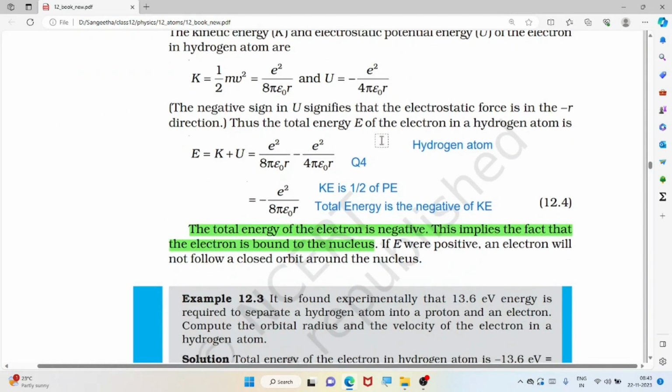So this is for the hydrogen atom. You see, the total energy is the sum of the kinetic energy and potential energy. So this total energy is the negative of the kinetic energy. Okay, total energy is the negative of the kinetic energy, and the kinetic energy is half of the potential energy. This is the potential energy, this is the kinetic energy, which is just half of this. Otherwise, potential energy is twice the kinetic energy.